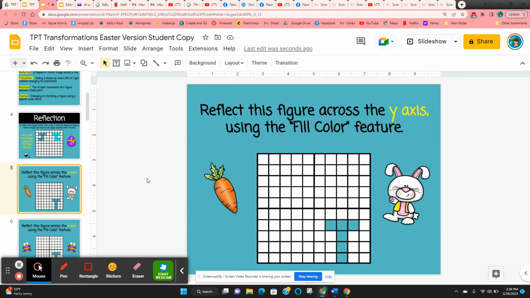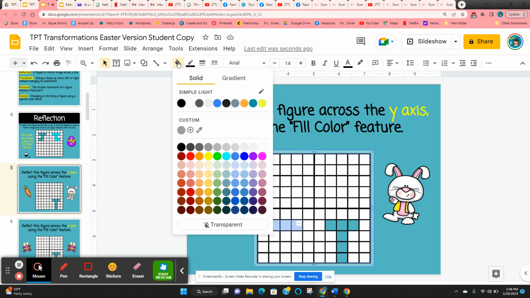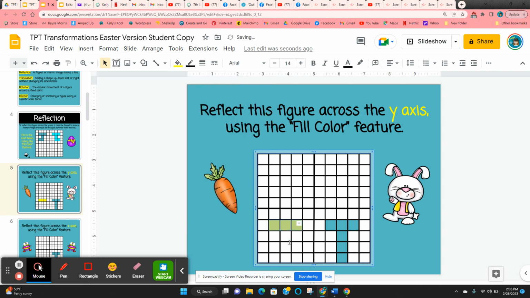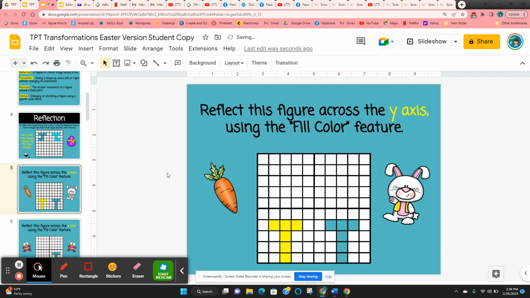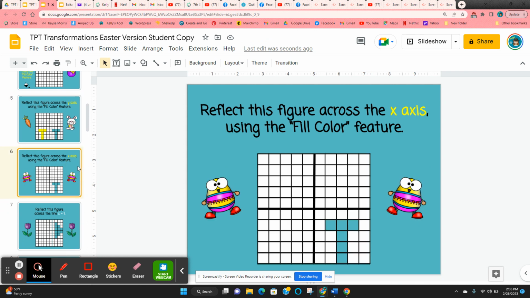The next one is a T shape, so they're going to reflect this first across the y-axis. And again, click and hold until they highlight in what they want. They can use any color they want. Some students get creative, they use multiple colors. And there they have a reflection across the y-axis. It's a mirror image.